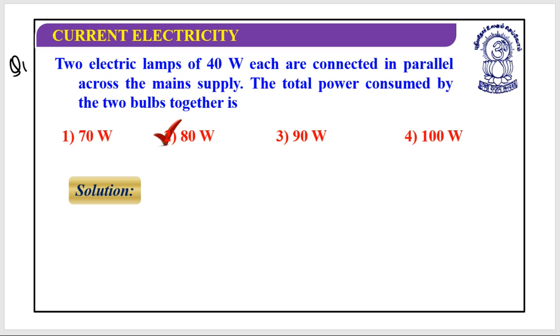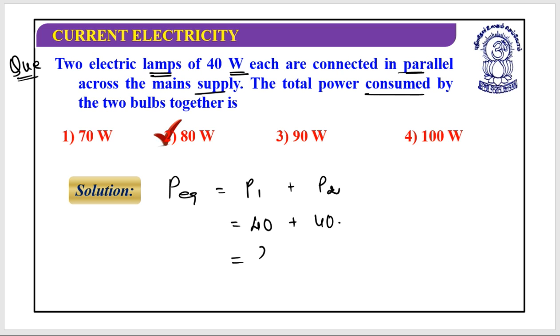Let's look at this. It says that two electric lamps of 40 watt each are connected in parallel across the main supply. The total power consumed by the two bulbs together, the P equivalent, can be written as P1 plus P2, and this is 40, this is 40, so the total would be 80. This is the P equivalent. That's it. You did it.